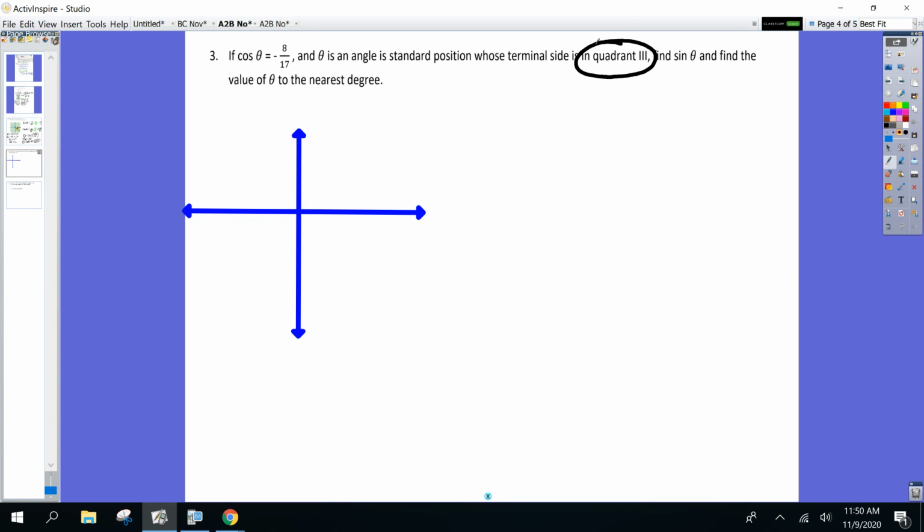So I know the terminal side is going to go in quadrant 3, just something like this right here. Remember, what do we always make the right triangle with, the y or the x? With the x. So that's what my right triangle looks like there.